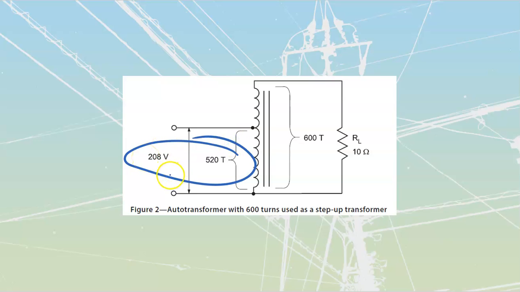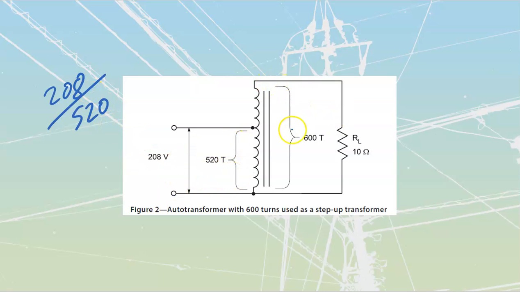But if you did need to find the volts, you would take the 208 over top of the 520, so the applied voltage over top of the applied number of windings. That'll tell you the volts per turn, and then you just multiply that by the number of turns. So you take that volts per turn, multiply by 600. That's what would bring you to that value of 240 we're seeing across there. Once you get to that point, you're then going to be able to say VA in is equal to your VA out.